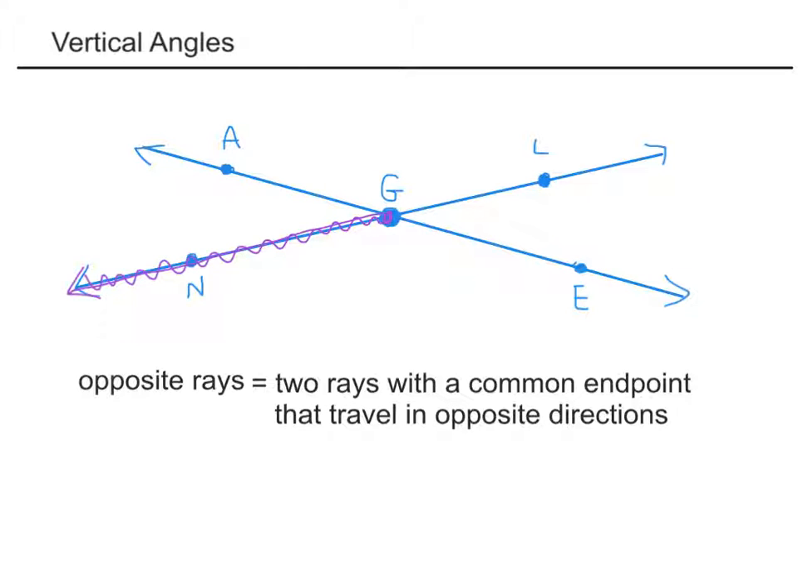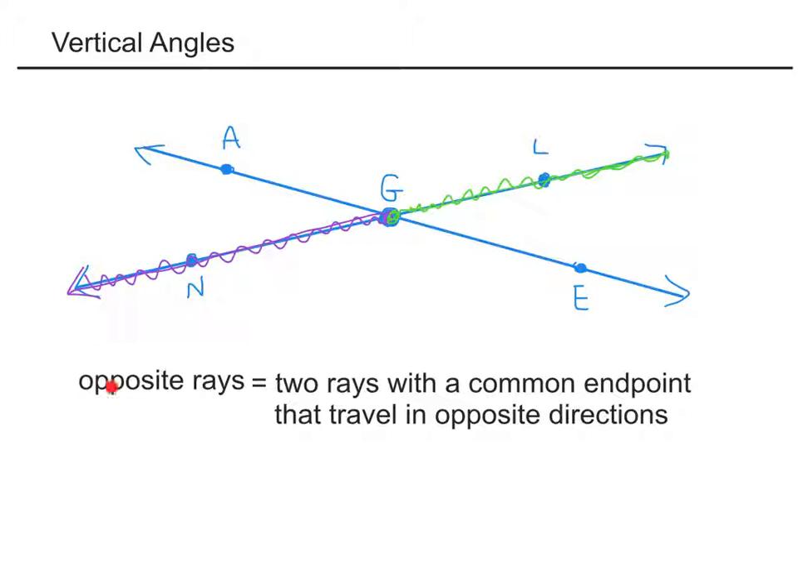Now, if I stay on that same line and I go in the other direction, let's make this one green. If I travel in the opposite direction, I've got ray GL. So this purple ray, GN, and this green ray, GL, are opposite rays. Super important vocab word right there.